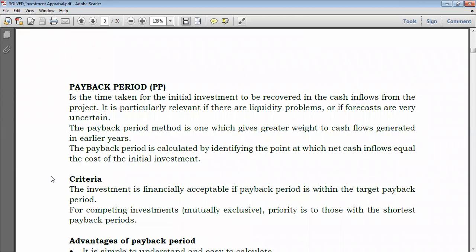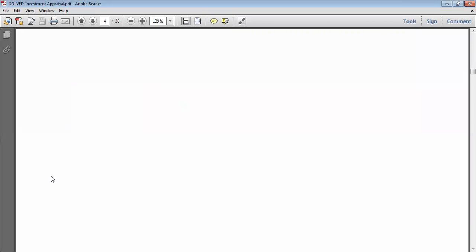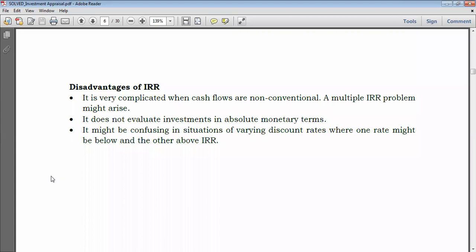Let me try to scroll down and you see an example here. Example, this is discounted payback period. This is IRR. Let's just go to this example.